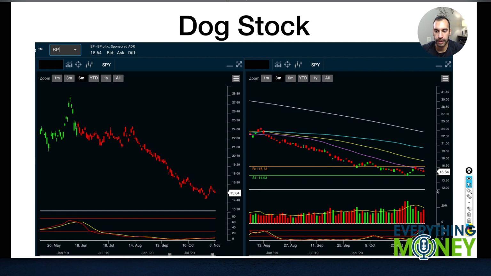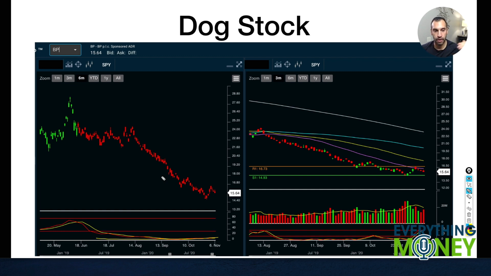Next one is a dog stock. Dogs are interesting, and there's a lot of opportunity for upside with them. A dog stock is a stock that sits on the bottom of its trend line and just coasts for a very long time, not really doing anything, just bouncing, either continuing to go down or going sideways and consolidating. When we see a stock like BP, it just sat there on the bottom for several months doing nothing, instead of the trend line turning up for a positive trend.